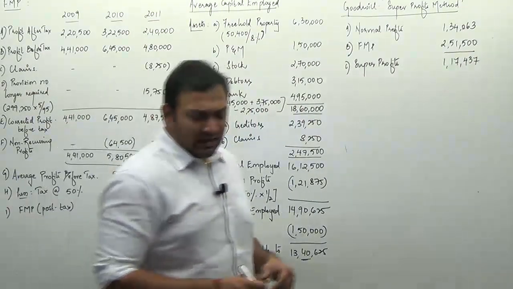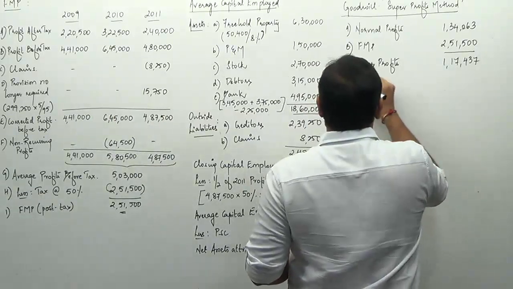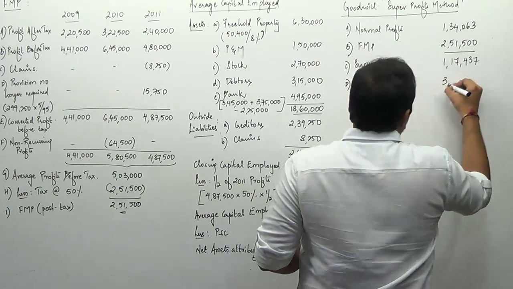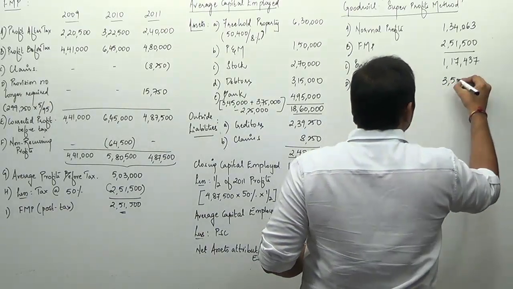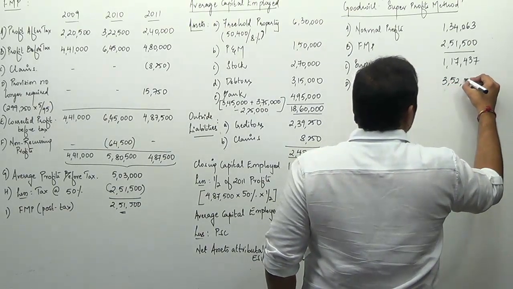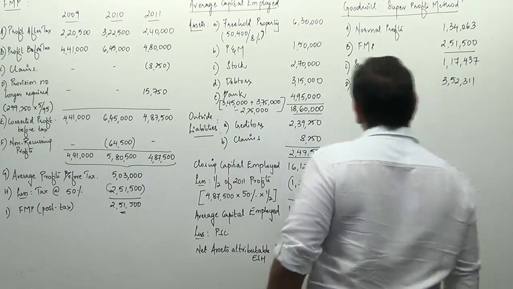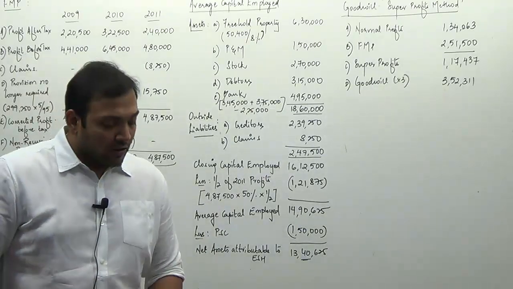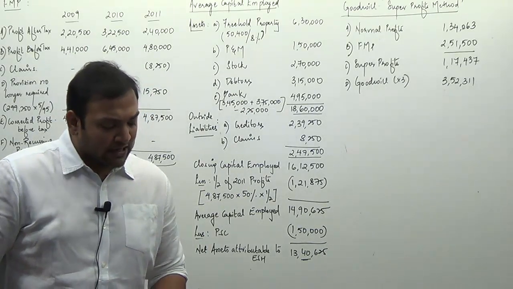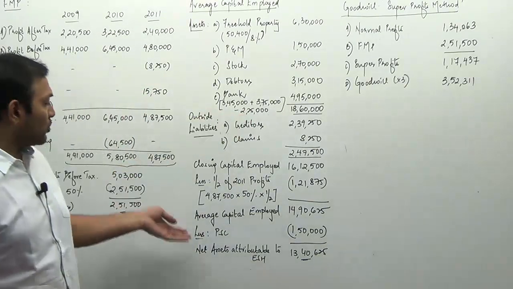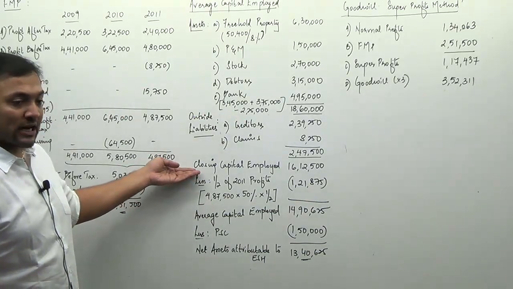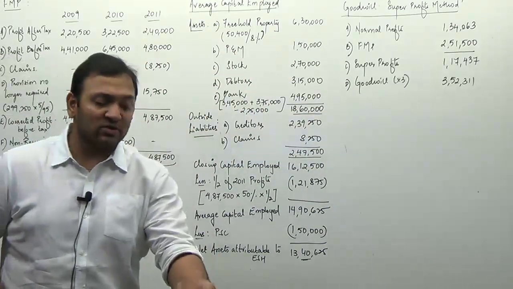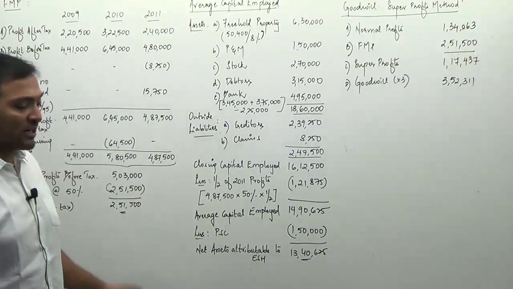Check goodwill. Goodwill is 3 years purchase. 3,52,311. That'll give us the value of goodwill. The question is asking you the value per share. You know goodwill, you know closing capital employed. So closing capital employed plus goodwill plus non-trade investment. There's no non-trade investment. We have already sold it. So it won't appear. Minus preference share capital. That's it.